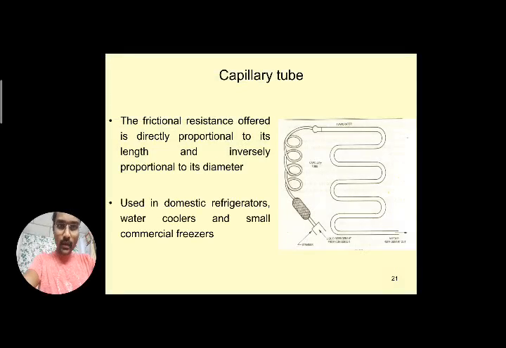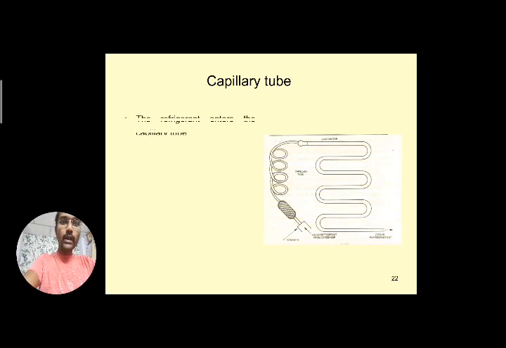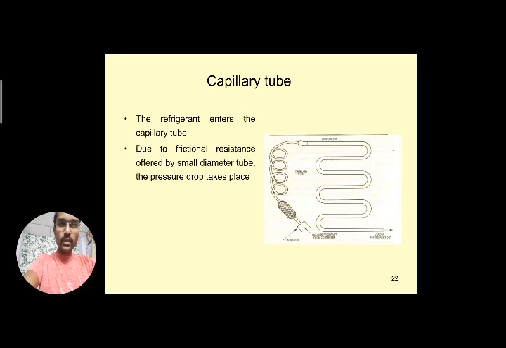Okay, so mostly it is used in domestic refrigerators, water coolers, and small commercial freezers. So as already told, for domestic usage and for refrigerators of very low tonnage capacity, this capillary tube is used as an expansion device. Next, here the refrigerant enters the capillary tube. Due to frictional resistance offered by the small diameter tube, the pressure drop will take place, and they may be used for small units up to 1 ton.